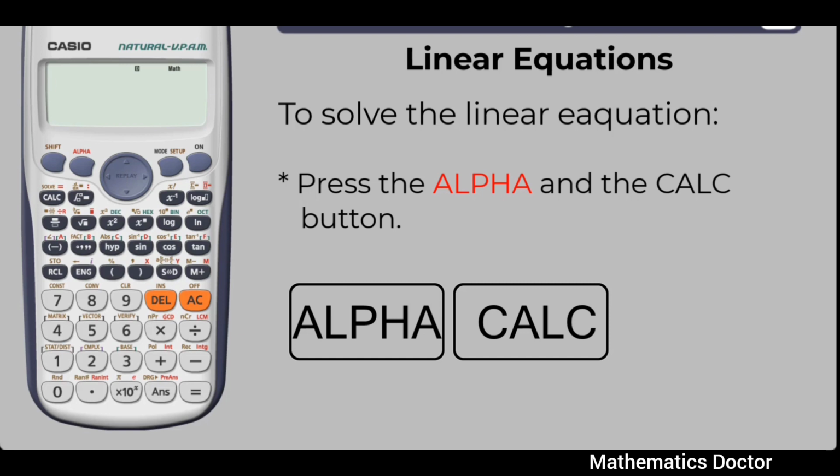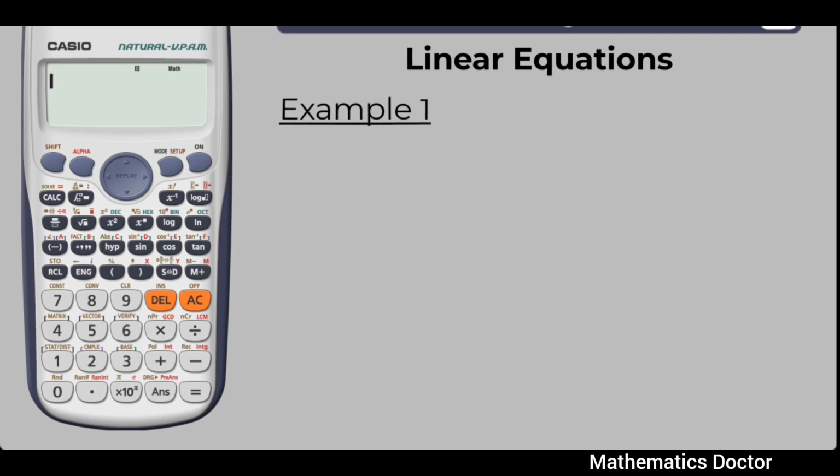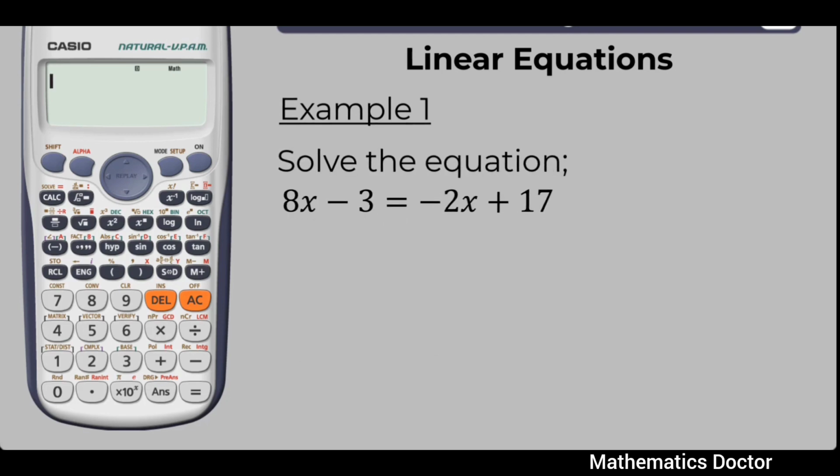Let us take the illustrative example number 1. Example number 1 reads: solve the equation 8x minus 3 is equal to negative 2x plus 7. Now, let's go ahead and see how to use a calculator to solve this linear equation.